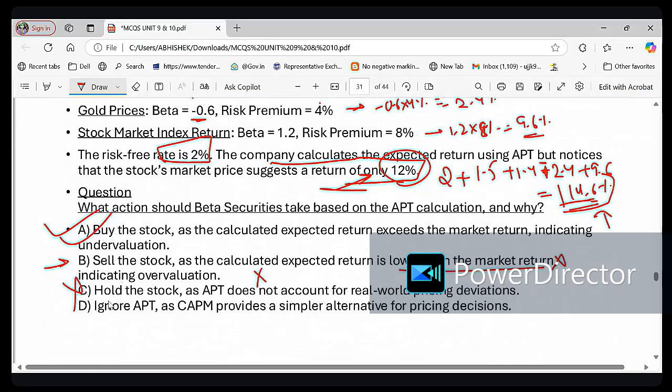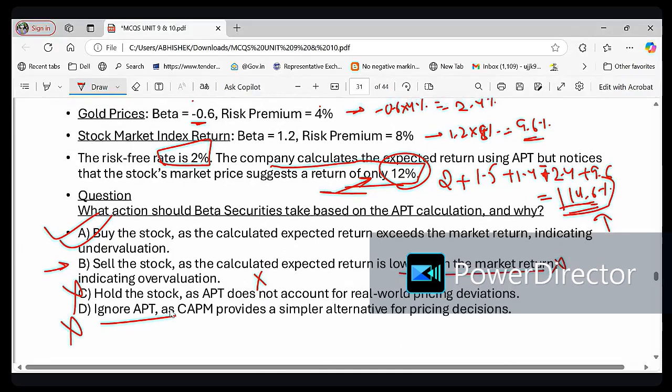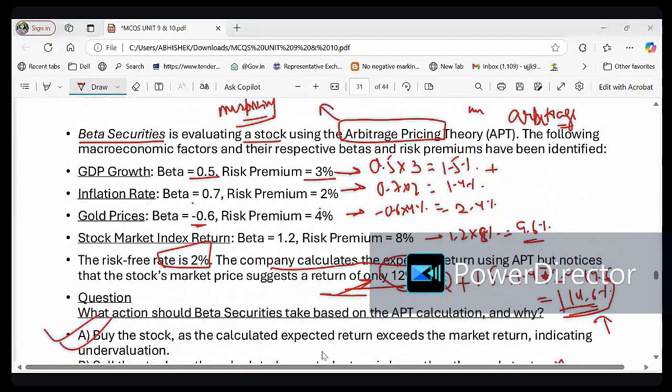And option D is completely wrong. It ignored APT. But APT gives you deeper insight with more real-world variables than CAPM, right? Please tell me, is this concept clear regarding APT? I have given you every dimension of APT: how you can calculate the required rate of return and why it is good. If I ask you which method is better, CAPM, the capital asset pricing model, or arbitrage pricing theory, what would your answer be? Tell me which method is more preferable. And why is it called arbitrage pricing? Because it takes advantage of mispricing, like an undervalued stock, as you can see in this particular question.